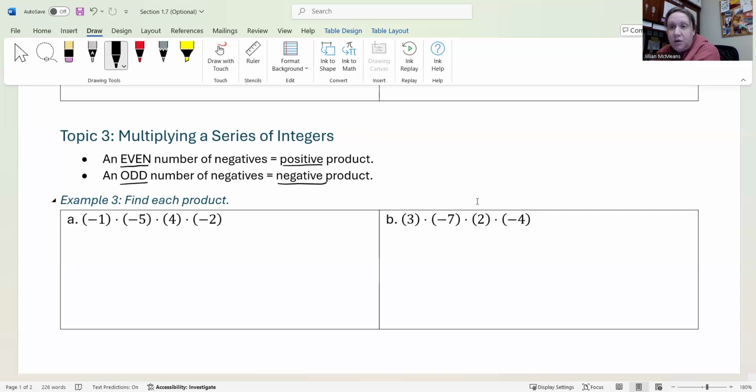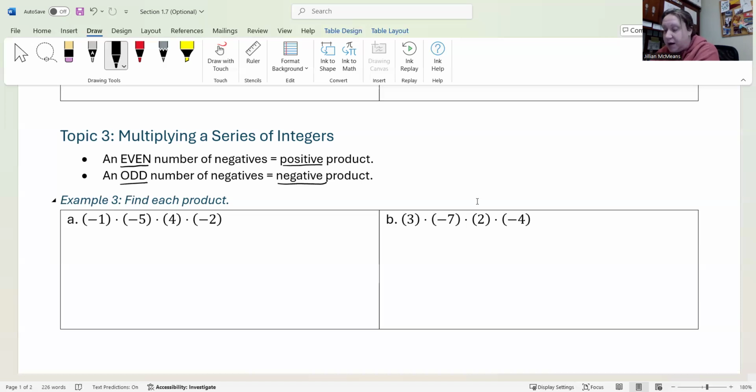If you have an even number of negatives, all of the negatives pair up and each pair of negatives becomes positive, which gives you a positive product. If you have an odd number of negatives, all of the negatives pair up except for one. So those pairs of negatives become positive, but you have that one leftover negative that's going to make your whole product negative. So let's look and see what we have for example 3.